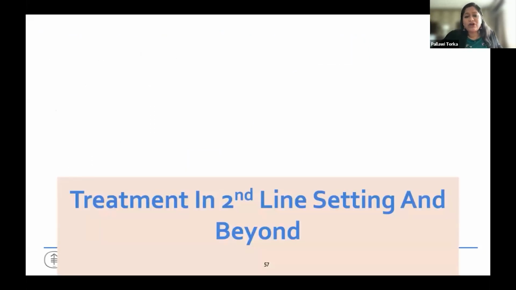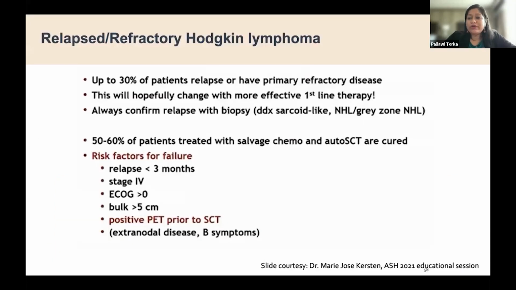So briefly talking about treatment in second line therapy and beyond. I'm going to be brief here because this is a whole separate topic in itself. And thankfully, Dr. Nayak has covered the role of transplant here. So just a few salient points. Even with all that we do, 1 out of 3 patients may have a disease relapse or develop primary refractory disease. But this will change, hopefully, with more effective first line treatment.